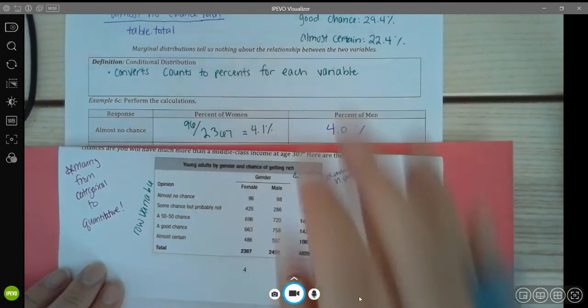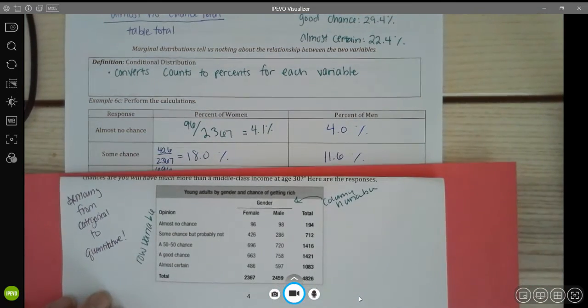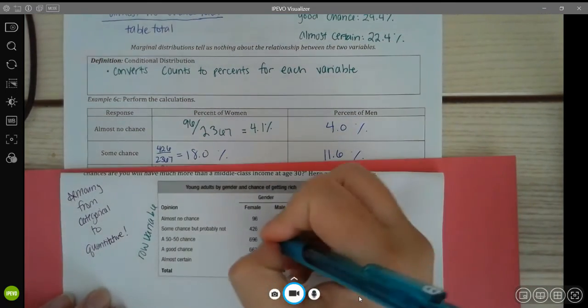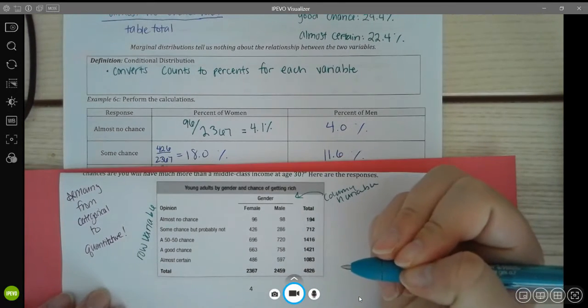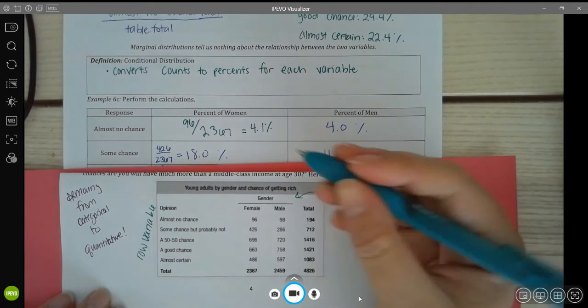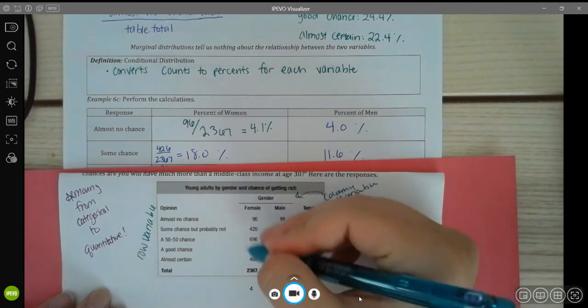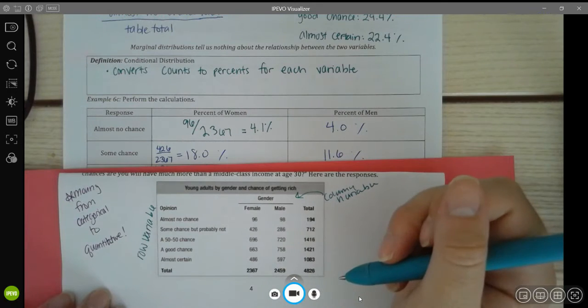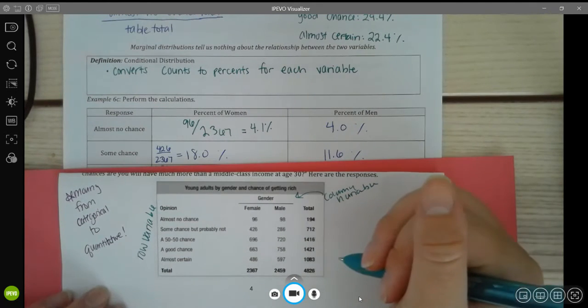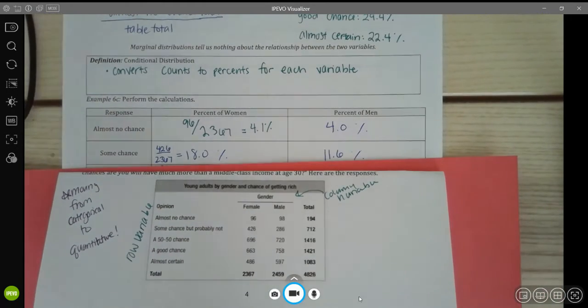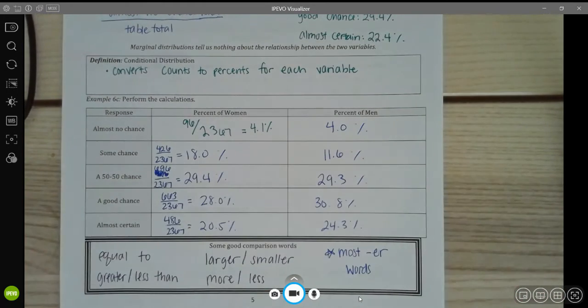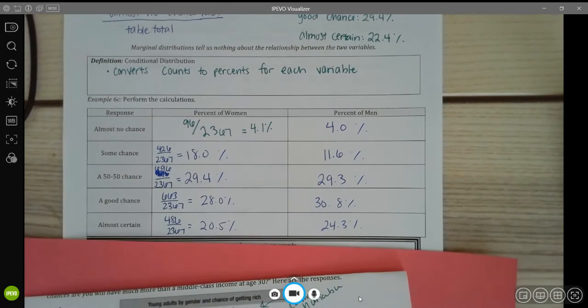Okay. Continuing on, I could do the same thing for some chance. 426 out of the 2,367 women, that's 18%. So a conditional distribution is just taking all of these counts and converting them to percents. I want you to do the rest. Okay, you probably saw that coming. So pause the video and fill in the rest of those there. Okay, that's what I got. You can see my math there for women, so check your answers.